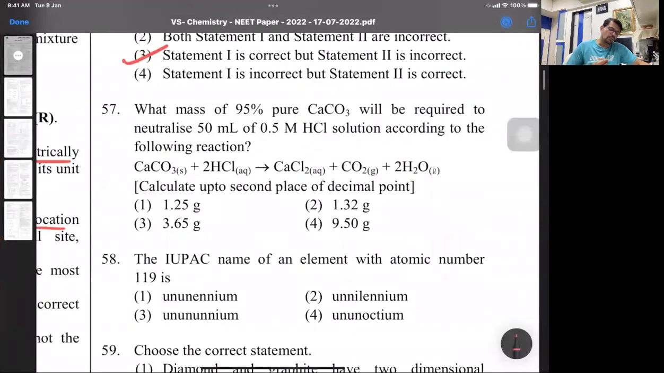57th one. What mass of 95% pure calcium carbonate will be required to neutralize 50 ml of 0.5 molar HCl? Now, this is a similar question to what is in the exercise questions of the first chapter, some basic concepts of chemistry. That's the mole concept part. This answer comes as the second option, 1.32. Look at the working please.